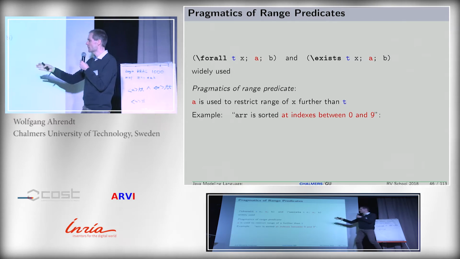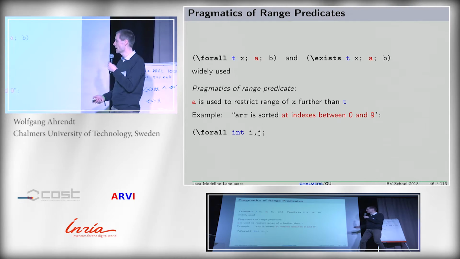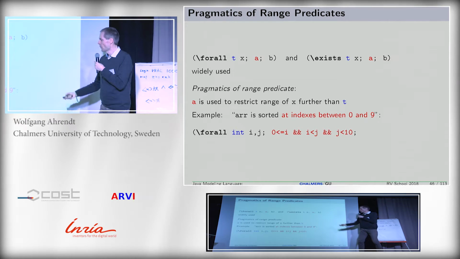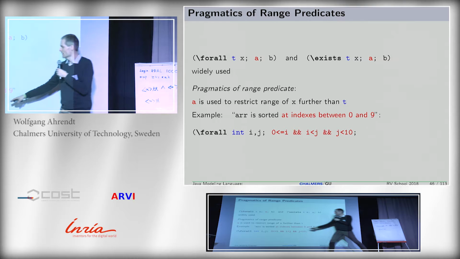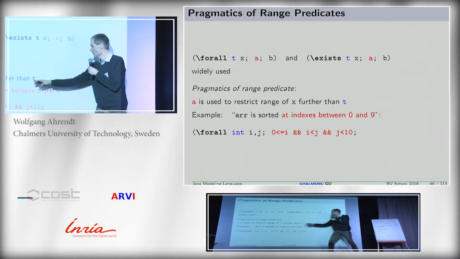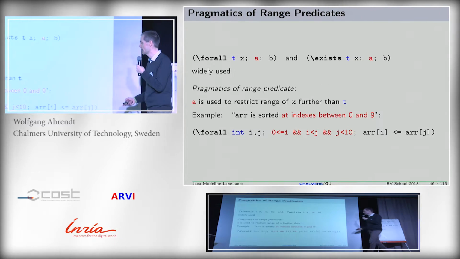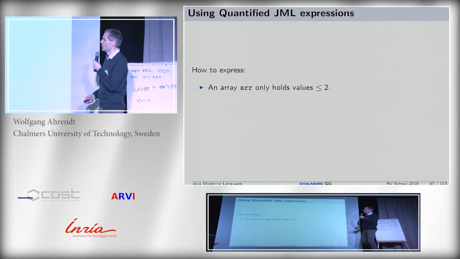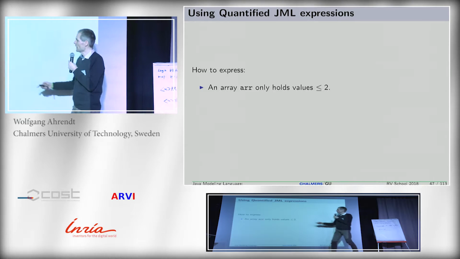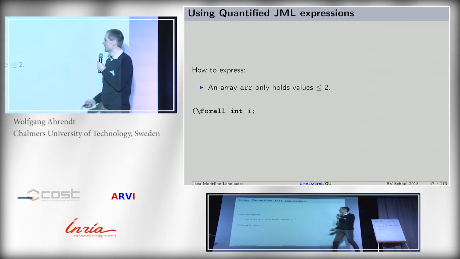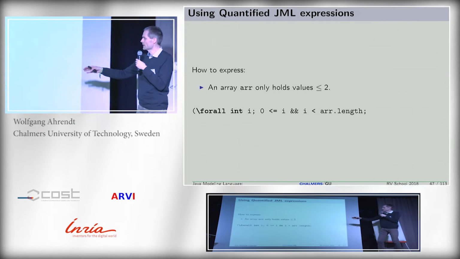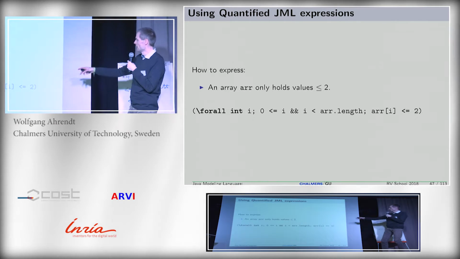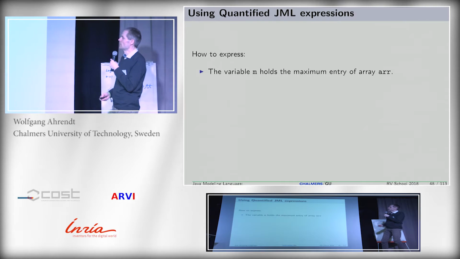For instance, an array is sorted at indices between 0 and 9. You would say for all integers i, j, as long as these integers are in the range of my array, in the range I want to talk about, then the elements are sorted in a certain way. Or an array only holds values smaller than 2. Then I say for all integers in the range of the array, this is fulfilled.